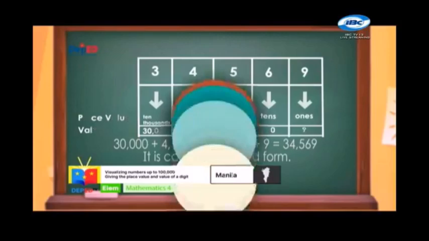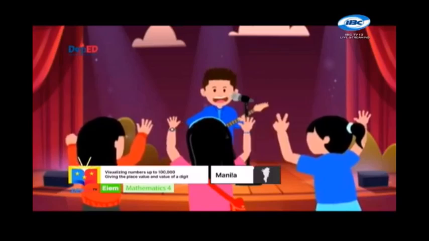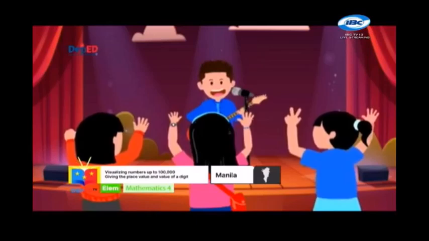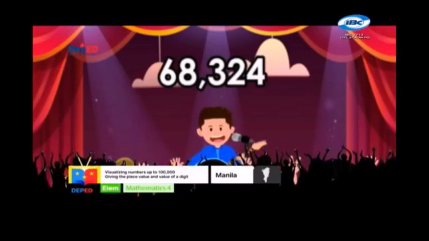Let us try another Mathly example. Anna and her sisters enjoy watching their favorite band's concert. They were also amazed by the beautiful and big set of the Colosseum. The host announced that there were 68,324 people inside the Colosseum.